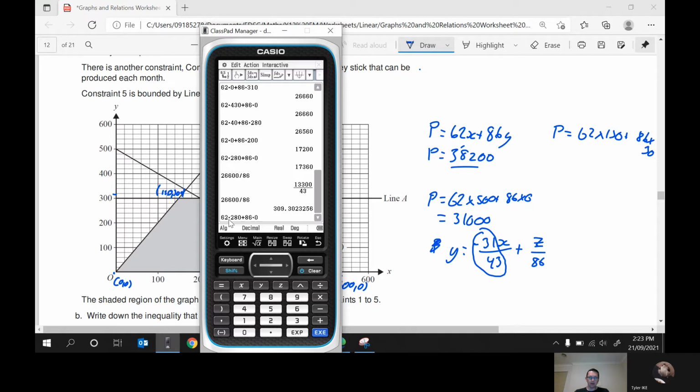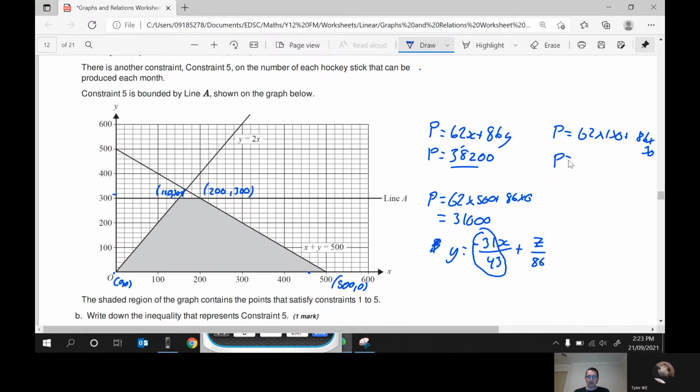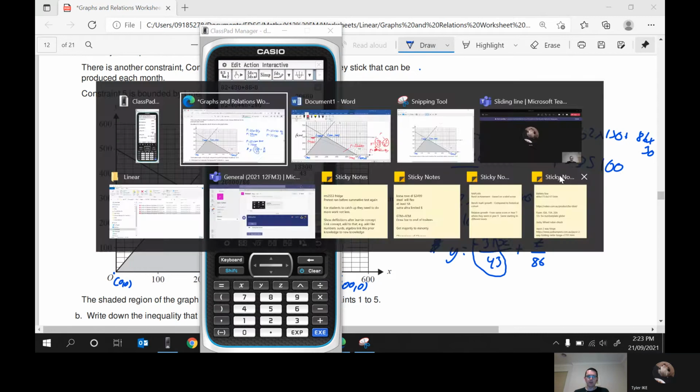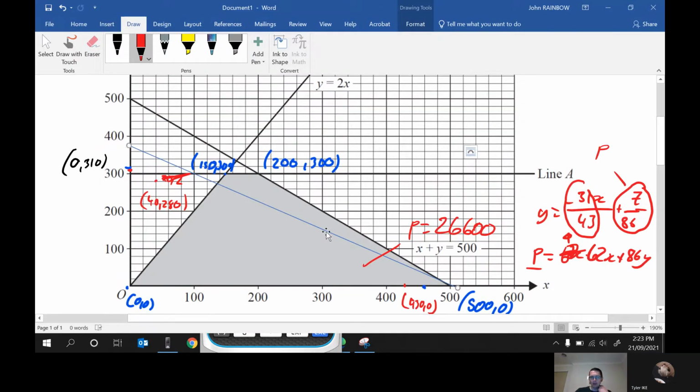So what do we got? 62 times 150 plus 86 times 300. Your profit there is 35,100, so you can see it's actually higher, right? But you can also see it by literally rearranging your objective function.